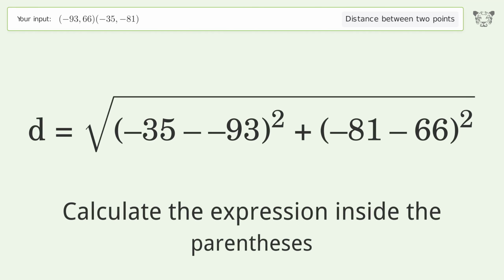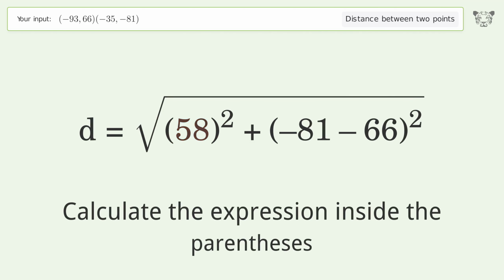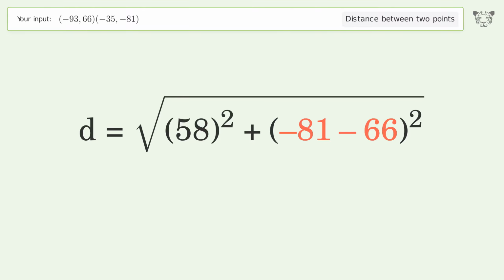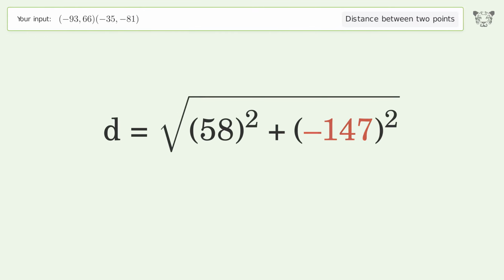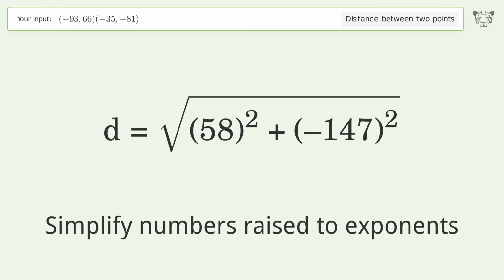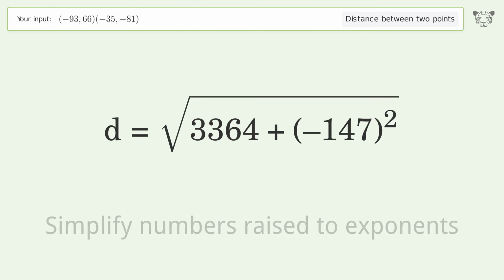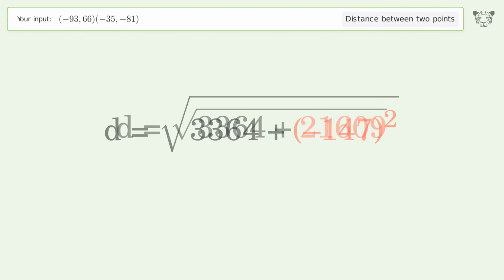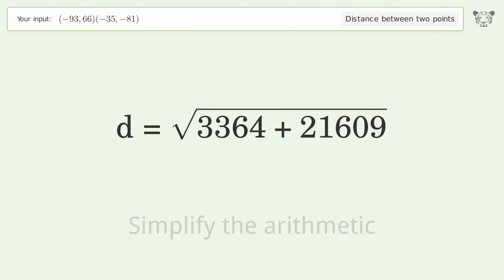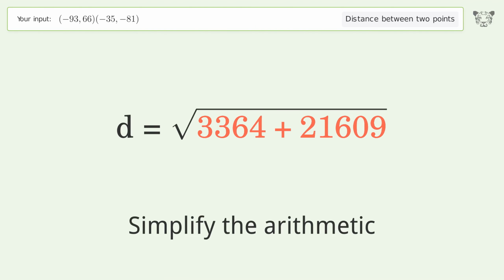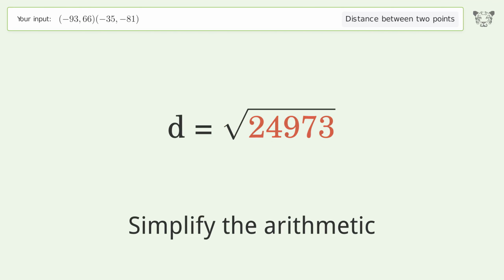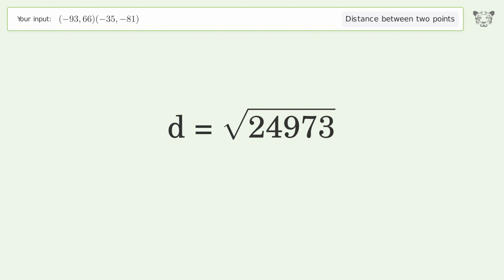Calculate the expression inside the parentheses. Simplify numbers raised to exponents. Simplify the arithmetic. And so the distance between the 2 points is the square root of 24,973 or 158.028.